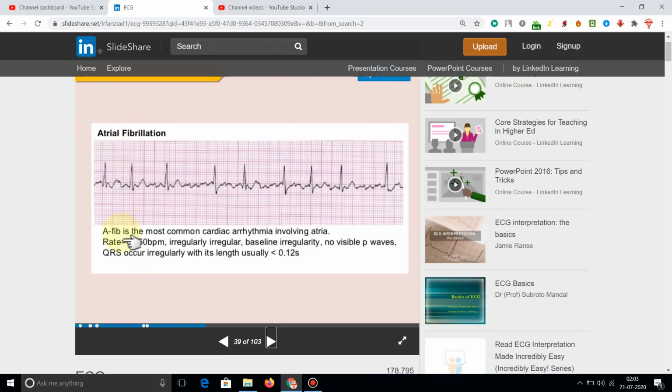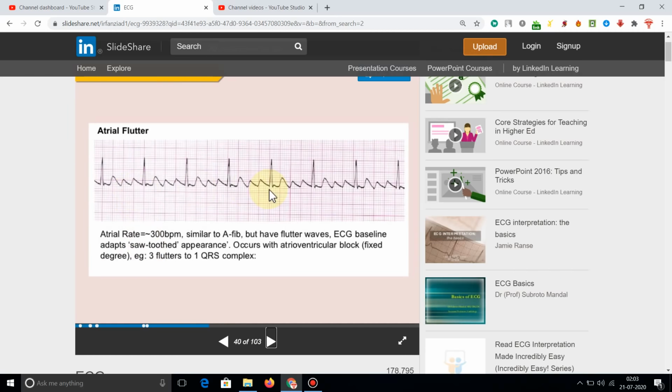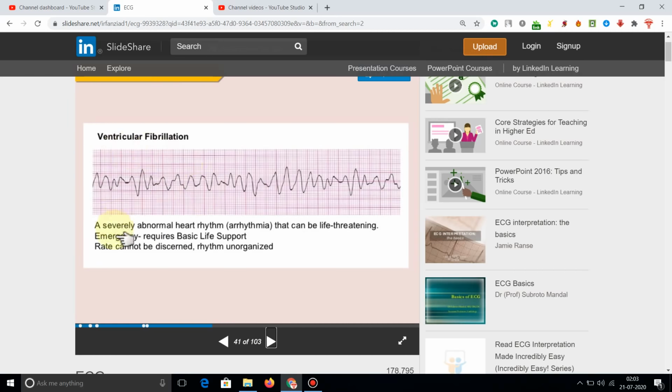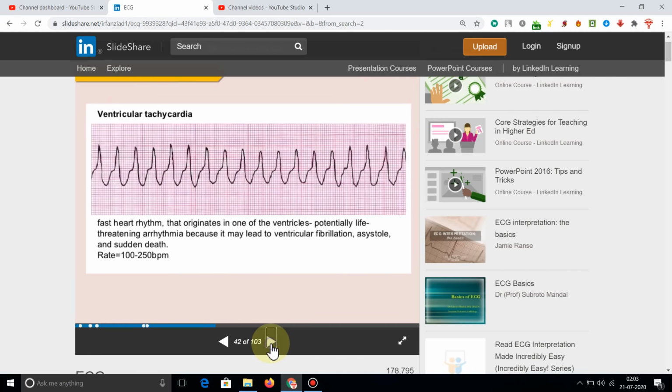Atrial fibrillation is the most common cardiac arrhythmia involving the atria. Atrial flutter. Ventricular fibrillation is a severe abnormal heart rhythm that can be a life-threatening emergency requiring basic life support. The rate cannot be discerned and the rhythm is unorganized. Ventricular tachycardia is a fast heart rate that originates in one of the ventricles. It is a potentially life-threatening arrhythmia because it may lead to ventricular fibrillation, asystole, and sudden death.